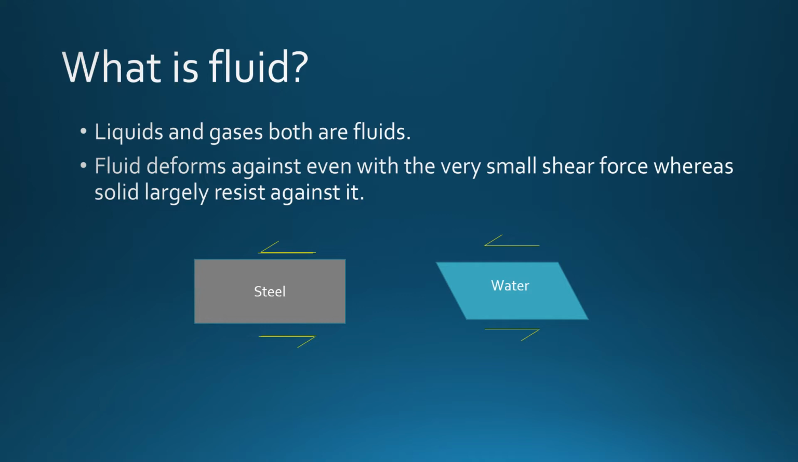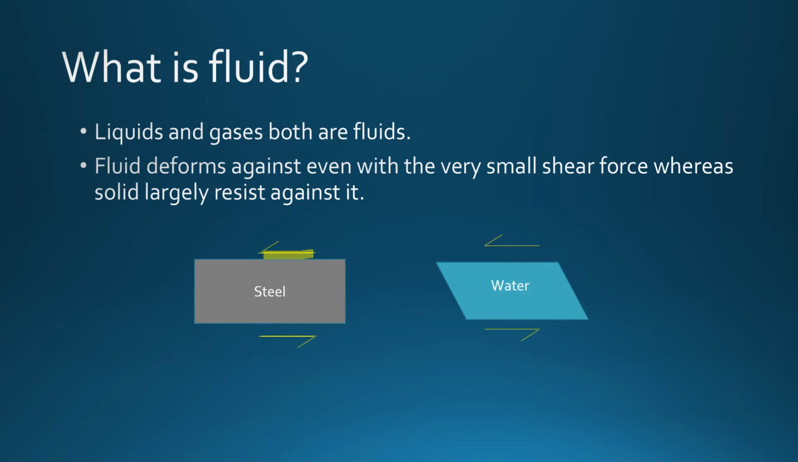The main difference between fluids and solids is their ability to resist deformation. Unlike solids, fluids are unable to resist deformation. So if you have a solid here, if you apply a shear force on the steel, it will resist the deformation to some extent. To a large extent, it will resist depending on the type of material. Some will resist less, some will resist more, but all solids resist against the shear force.